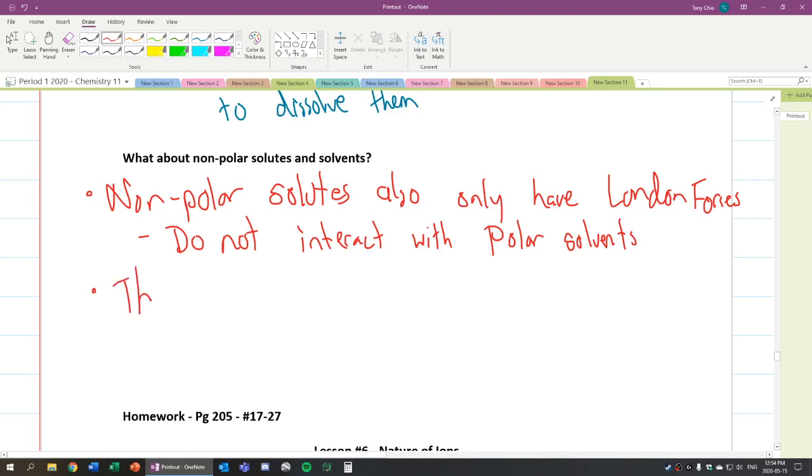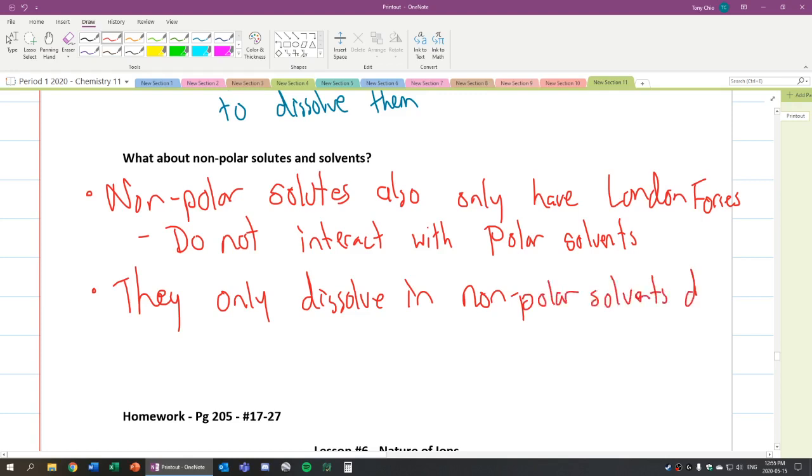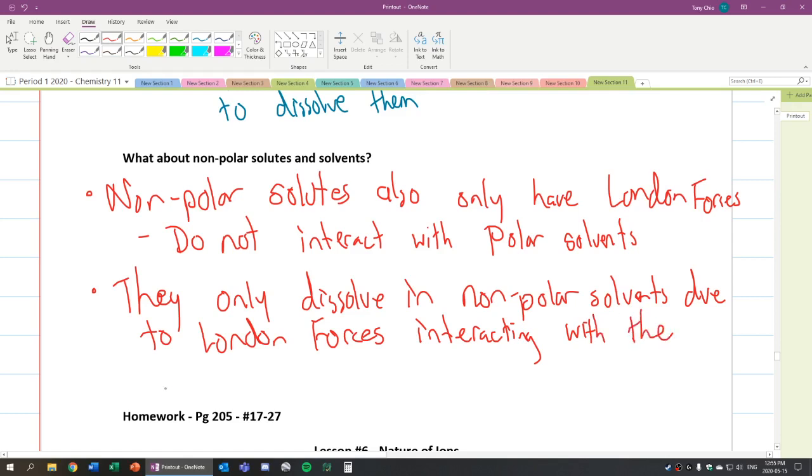So they only dissolve in nonpolar solvents due to London forces interacting with the nonpolar solids. So this is why, for example, if you have a nonpolar solid, it will not dissolve in water, but it can dissolve in, for example, oil.